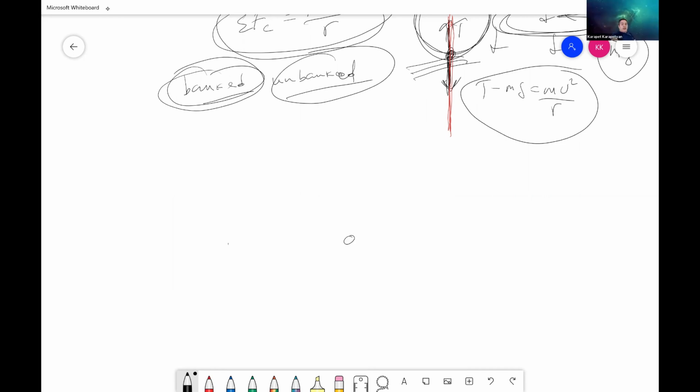Okay, so imagine here's your object and it's going around a circle like that. This is the center. Let's say this is a ball connected at the end of a string, and you rotate the string like this. All right, so the tension will be in this direction. This is the tension force.